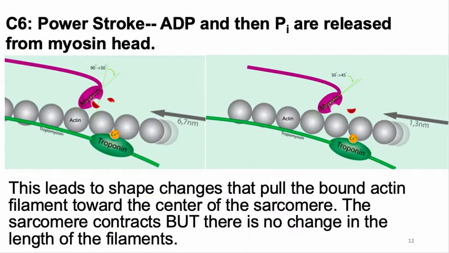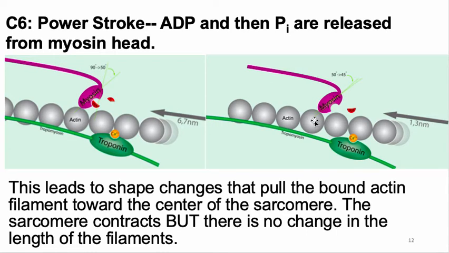Next comes what's referred to as the power stroke. The inorganic phosphate is released, and that causes one of the hinges in the myosin to pivot. Then the ADP is released, and that causes an additional pivoting. Because the myosin head is now attached to the actin of the thin filament, and because the head is pivoting toward the center of the sarcomere, it pulls the thin filament toward the center of the sarcomere.